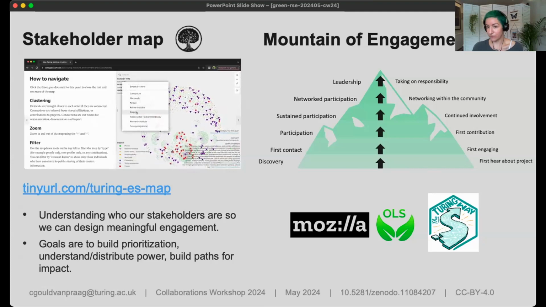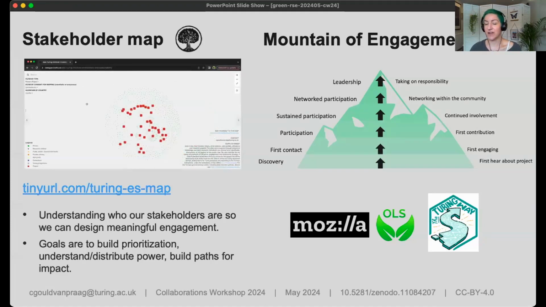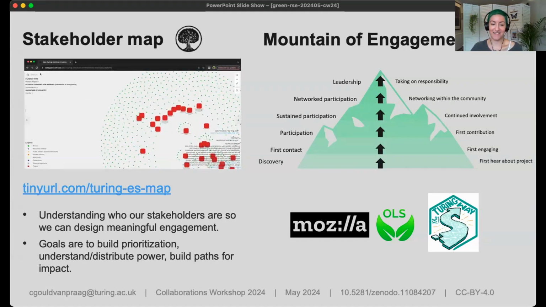So do feel free to reach out to me if you want to talk about stakeholder mapping. The tool that I'm using here is Kumu. It's fabulous, and I'm very happy to talk about any parts of that. Thank you.